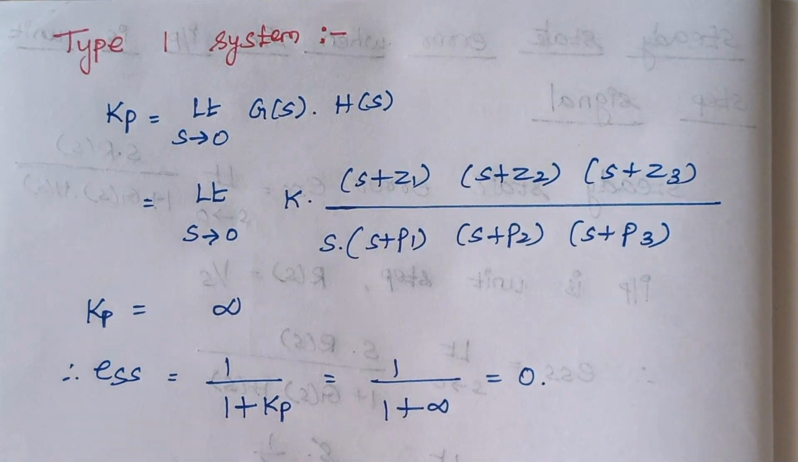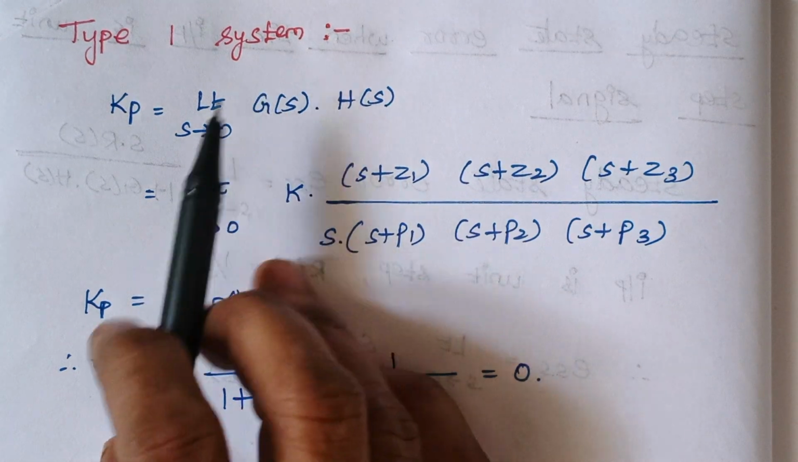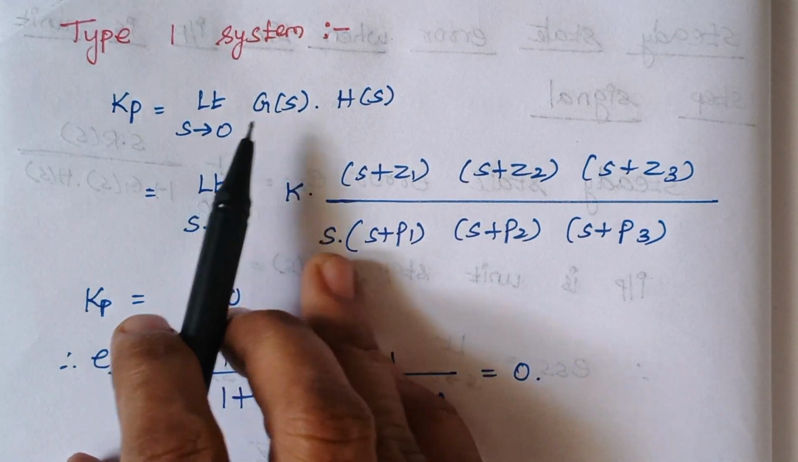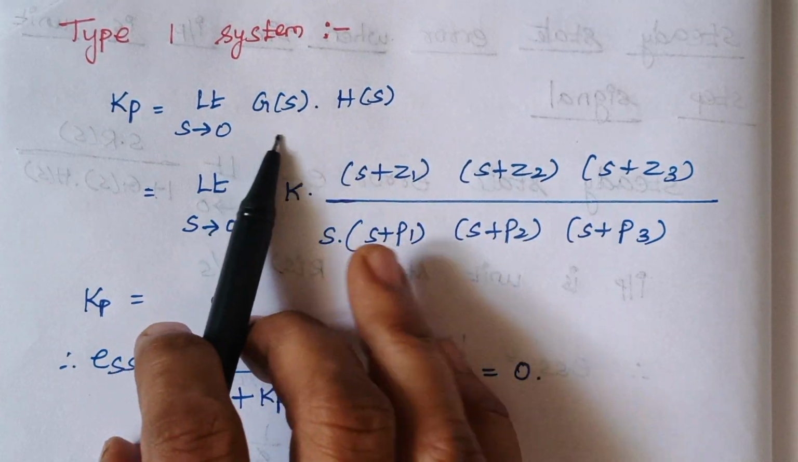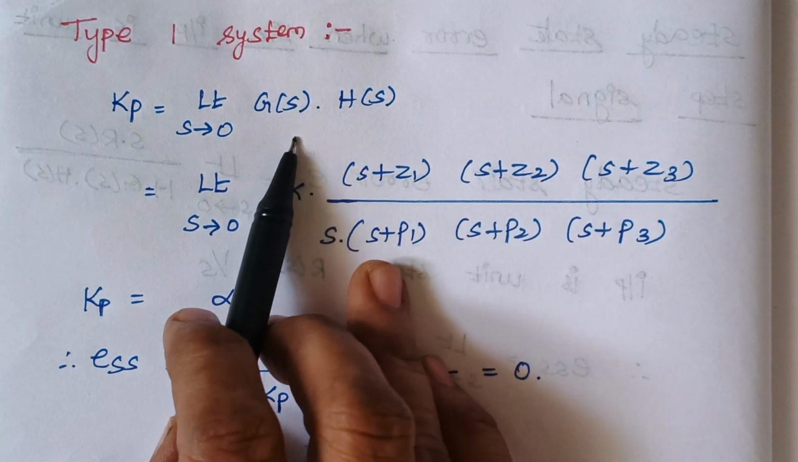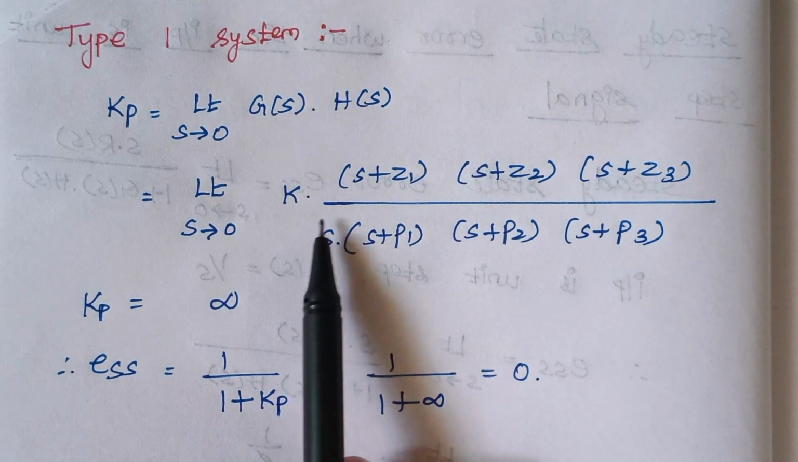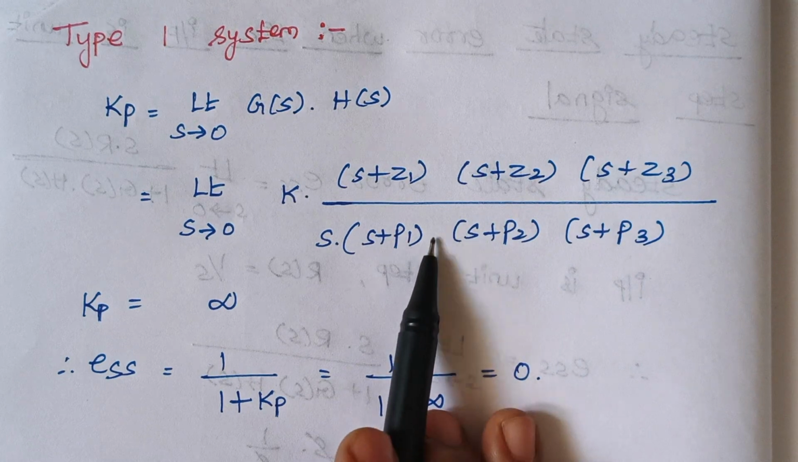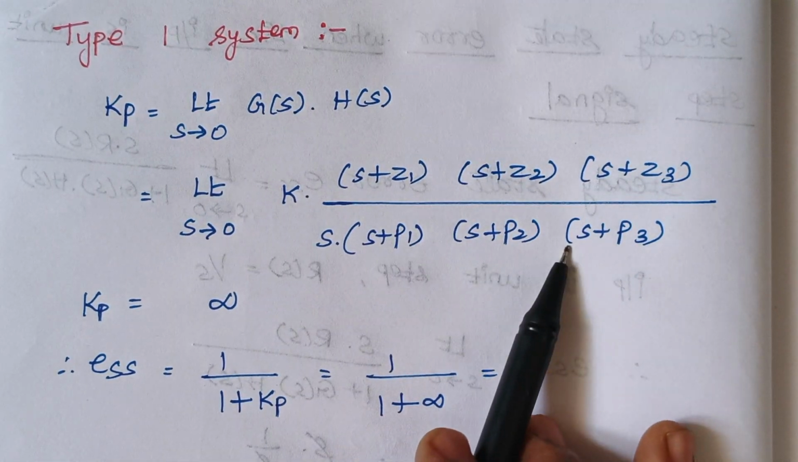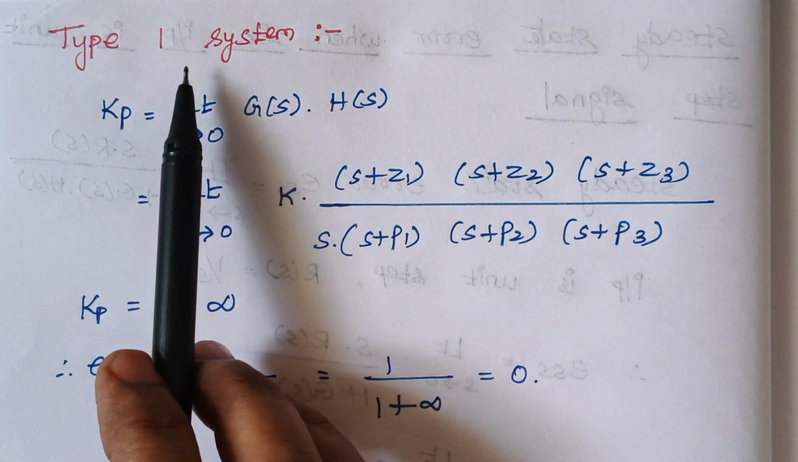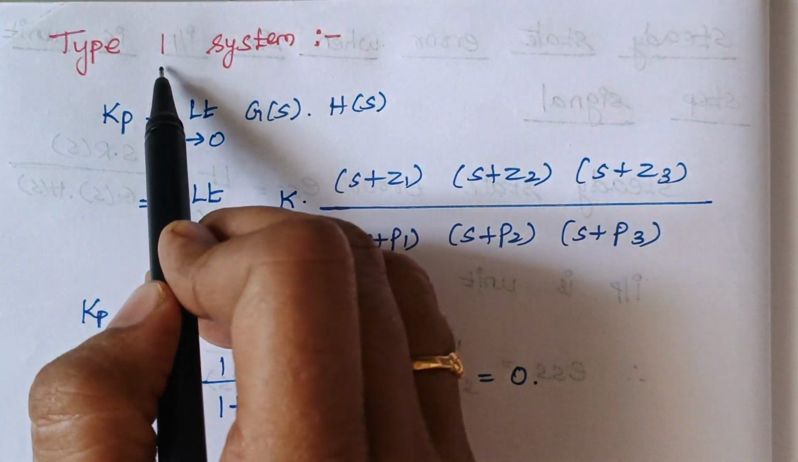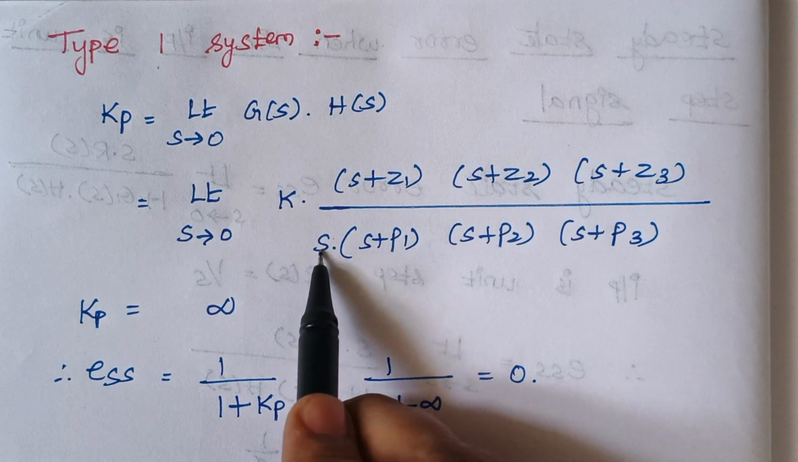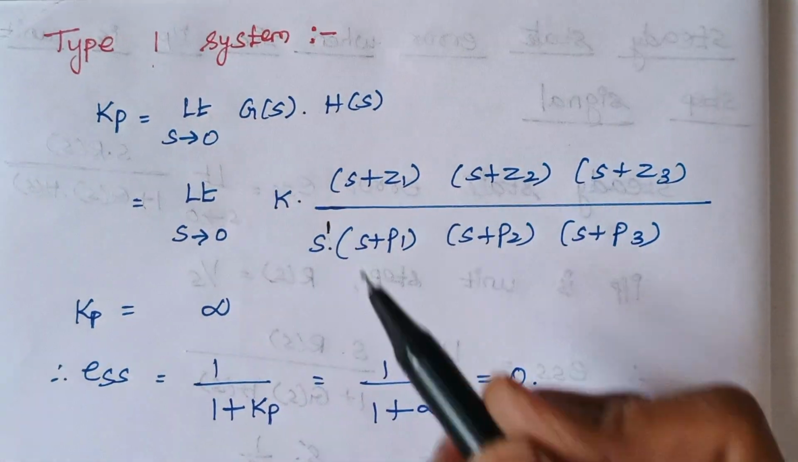Next we are going to see the type 1 system. Again, what is the formula for Kp? Kp is given by limit s tends to 0 of g of s into h of s. The general format of representing g of s and h of s is K into (s plus z1)(s plus z2)(s plus z3) divided by (s plus p1)(s plus p2)(s plus p3). Here, what is the type of system? It is a type 1 system, so the denominator will have an individual s with the power 1.